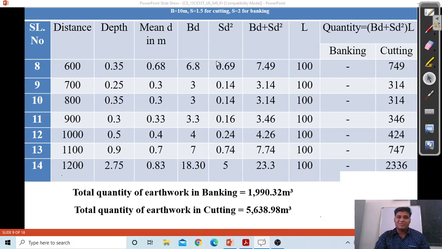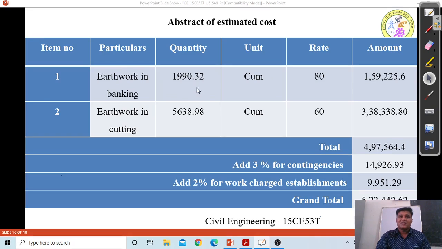This I had calculated by mean sectional area method. There are three types of methods for calculation: prismoidal method, mid section area method, and mean sectional area method. Okay, and after that I am going to prepare the estimated cost.